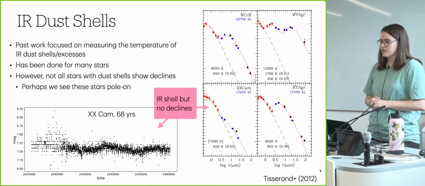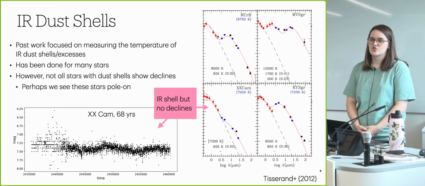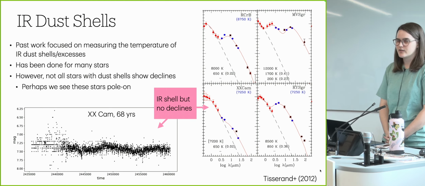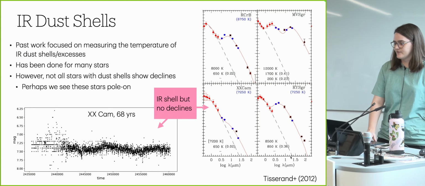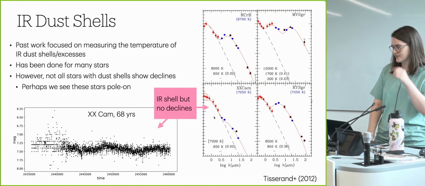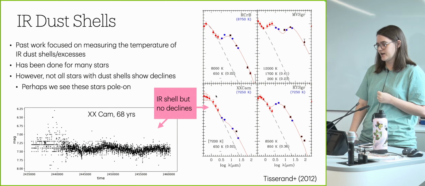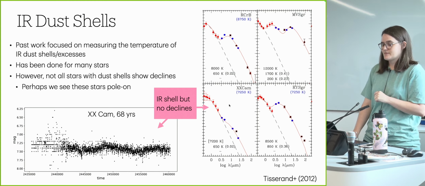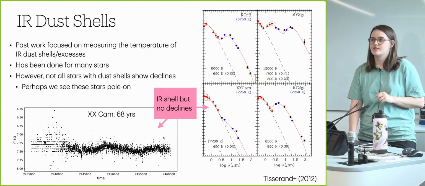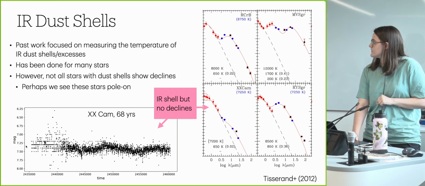But actually, when we talk about studying dust, a lot of the old work really focused on measuring the temperature of the infrared dust shells rather than looking at, say, how often is dust produced, how many times, how long are the puffs, if you will. This kind of infrared dust shell work has been done for many stars. But something that has been interesting to us and has informed our current model of the dust is that even though most of the stars have these dust shells, so these infrared excesses here, some of them, such as XX Cam, one of my favorites, have an infrared shell showing that it has dust, but it has no declines in the 68 years that we've been observing it. You might call this a decline, and I might be convinced to agree with you, but it's a little bit small.